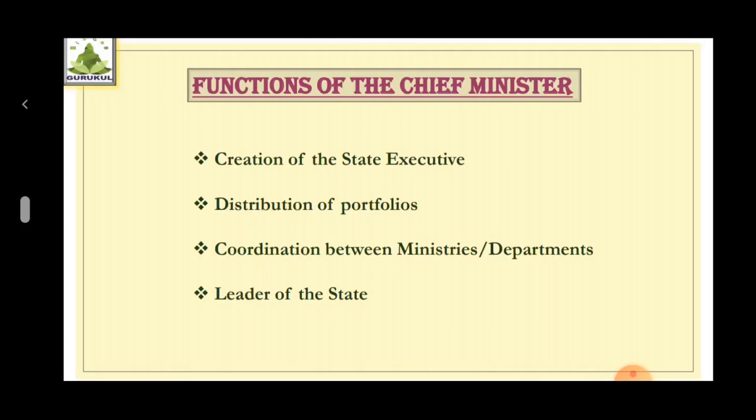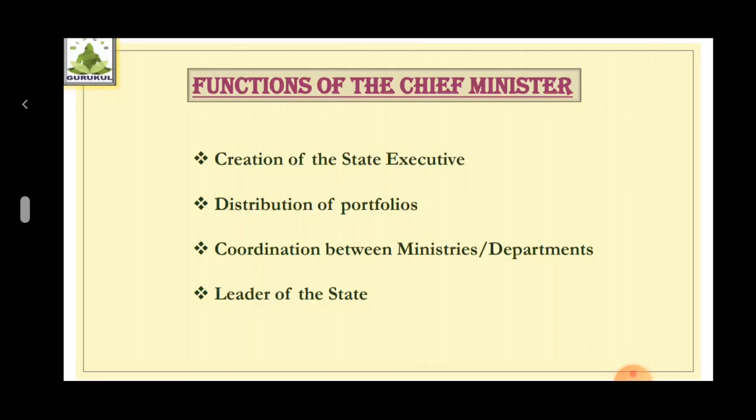Third, coordination between ministries and departments. The Chief Minister, along with his Council of Ministers, is collectively responsible to the Legislative Assembly. The Chief Minister bears the ultimate responsibility of the efficient administration. Absence of cooperation and coordination between departments can affect the working of the government. Therefore, the Chief Minister has to resolve conflicts between departments and ensure that they work towards the same goal and in the same direction.